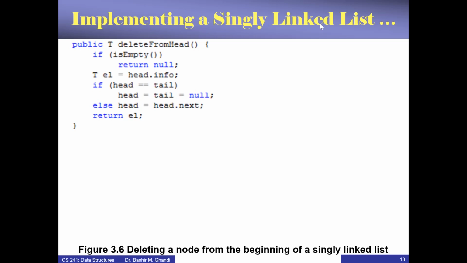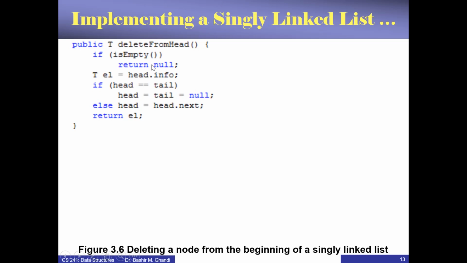So here the idea is we already have a list containing some nodes, and we want to delete the node at the beginning of the list. Now, if you think about it, there are three possibilities here. One scenario is the list is presently empty. Of course, we cannot delete from an empty list.